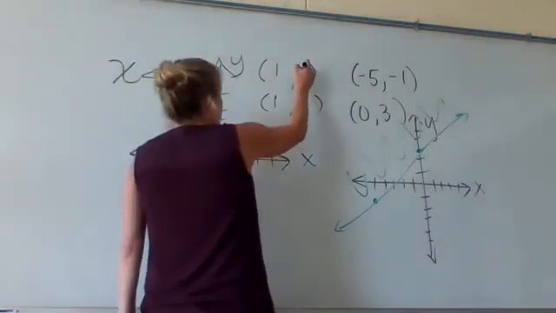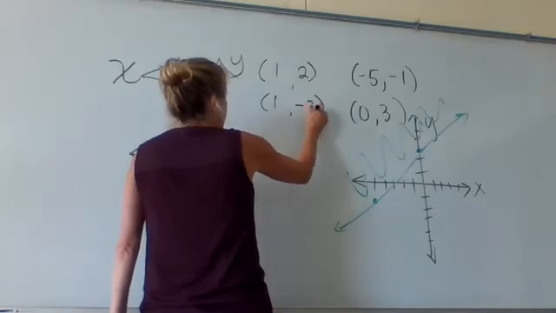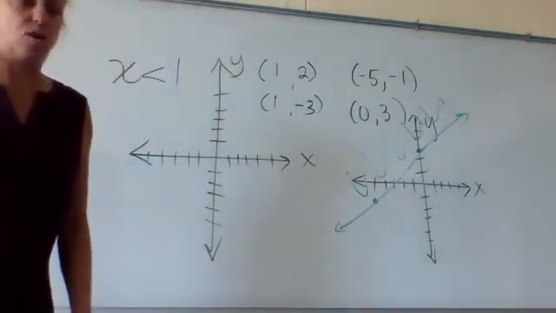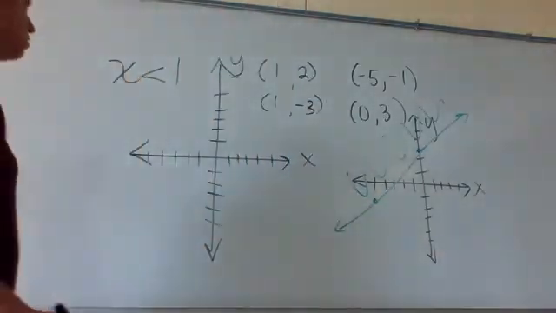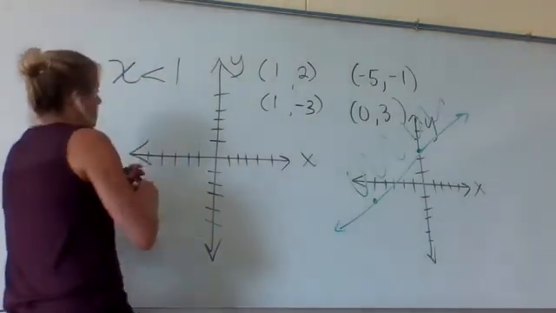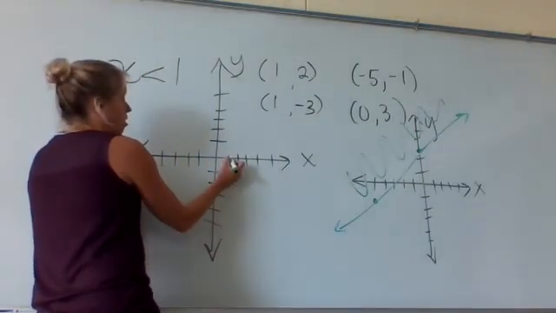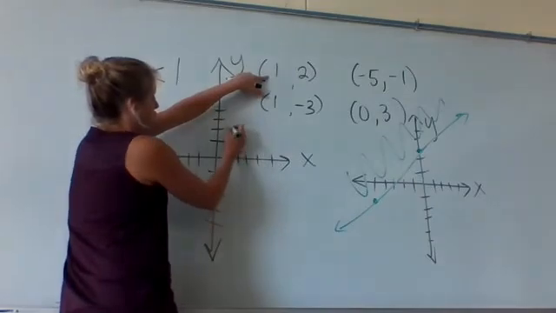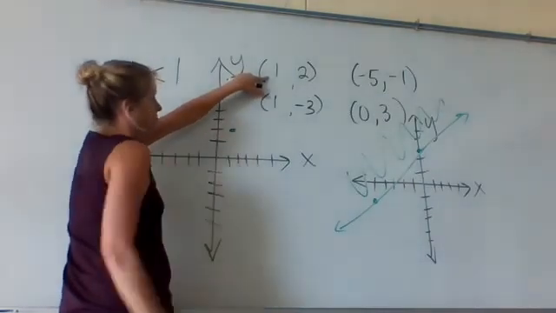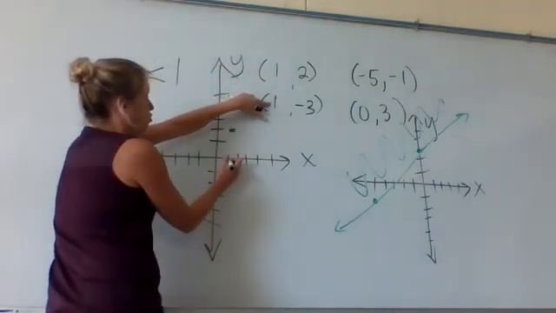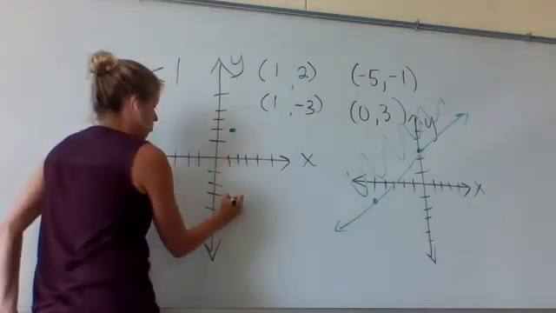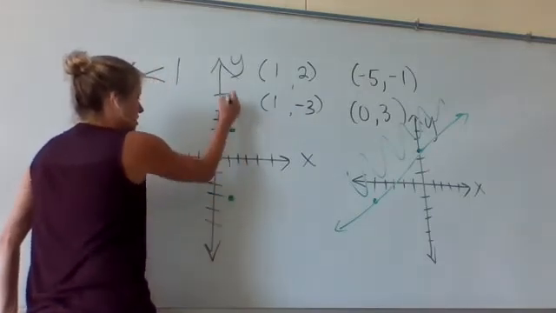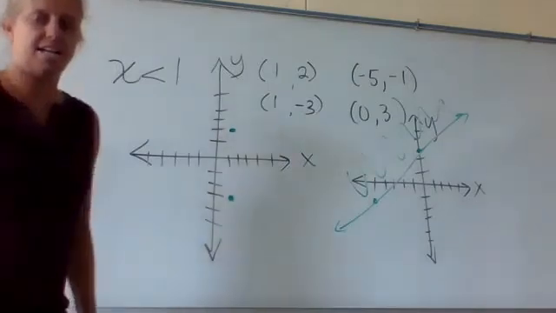So you could do (1, 2) and (1, -3). Doesn't matter what the y coordinate is. The x coordinate just has to be 1, which means over to the right 1 and up 2 for that point. Again, over to the right 1 and down 3 for that point. So you'll notice it's going to make a vertical line.